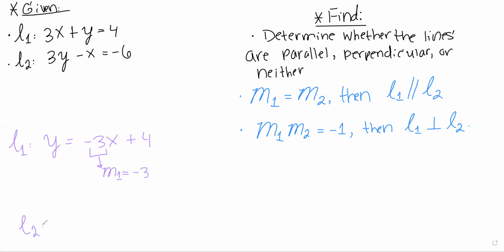Now we apply the same procedure to line 2. 3y would be x minus 6. So to isolate y, divide each side by 3. So y equals 1/3 x minus 2.